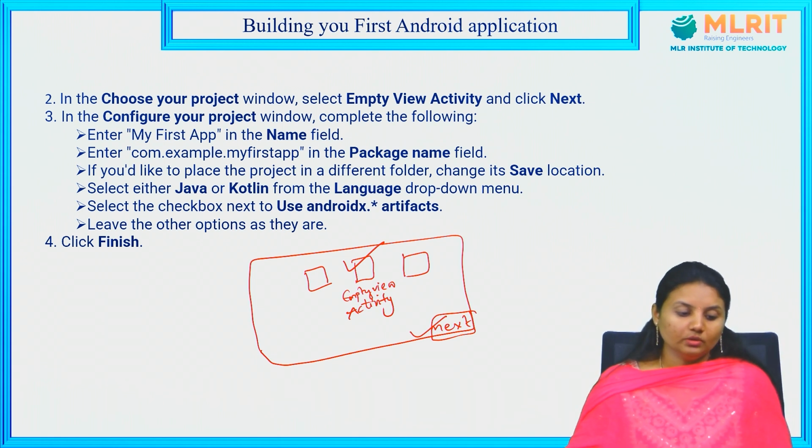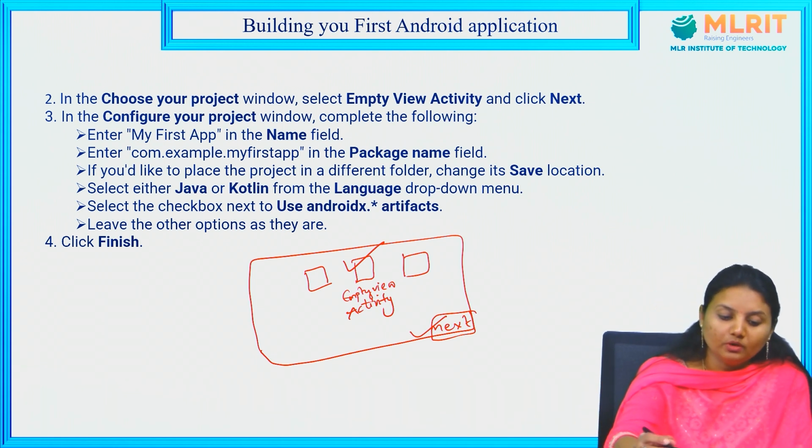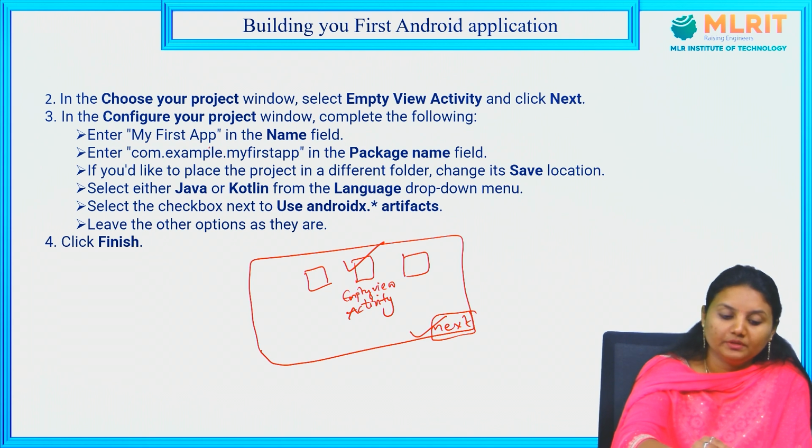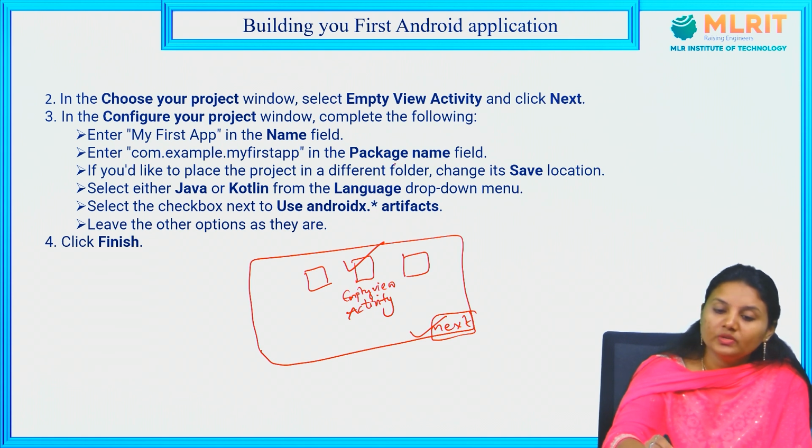Okay, so in the configure your project window, we have to give our first app name. I will show you that while I show you the practical session. So my first app, you can give anything. It is user defined, so you have to give a user defined name in the name field. Then the package will be already updated. When you give the name, your package name will be com.example, and whatever name you give, it will consider as the package name.